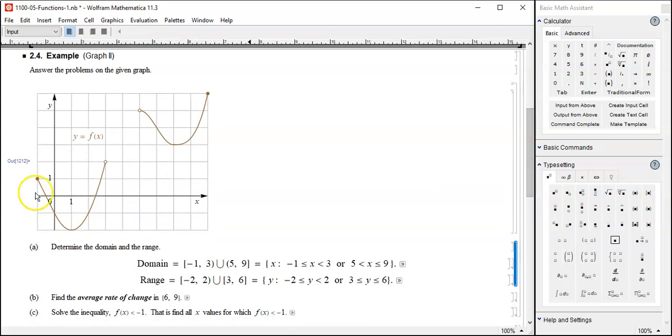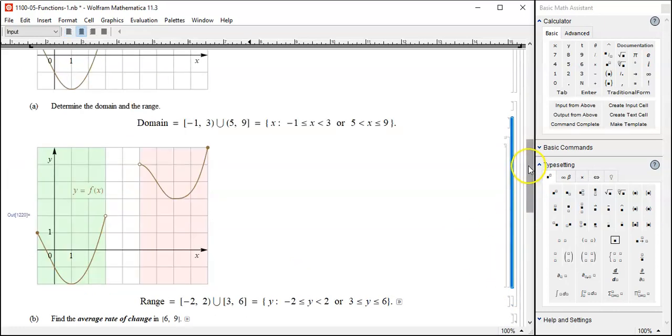Domain is -1 to 3. From -1 to 3, up to here, we have graph. And between 3 and 5, we see nothing. And 5 to 9, we have graph. Moving horizontally. Range, -2 to +2, we have graph down here. And then we have a gap. 2 to 3, we don't have anything. And 3 to 6, over here, we have graph. Do you see those? Not yet?